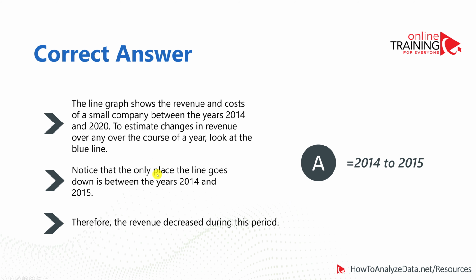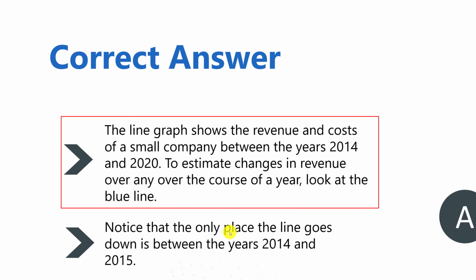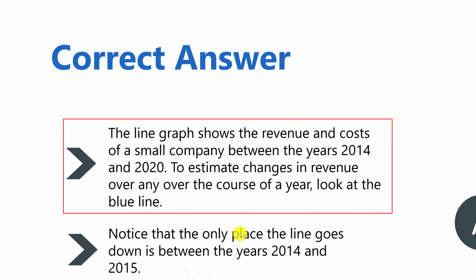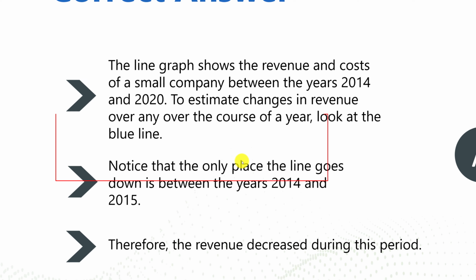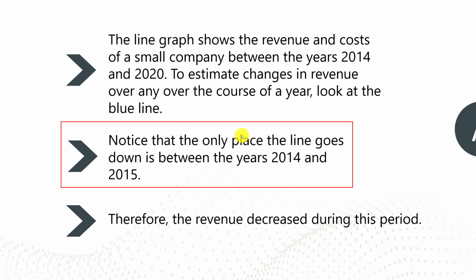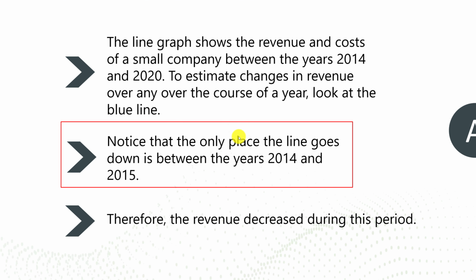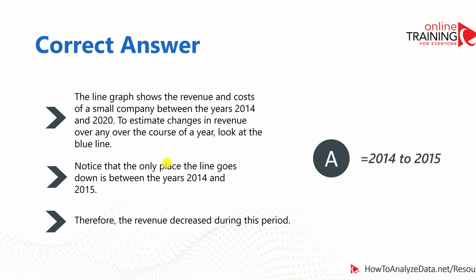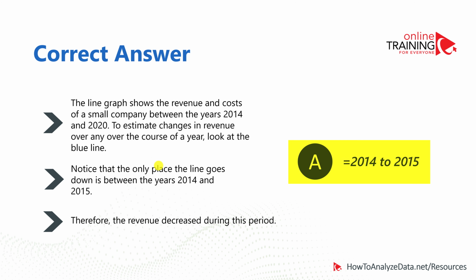Now let's recap. The line graph shows the revenue and costs of a small company between the periods of 2014 and 2020. To estimate the changes, you need to find the spot on the line which goes down. The only place where the line goes down is between the years of 2014 and 2015. Therefore, choice A, which shows 2014 to 2015, is the right answer for this question.